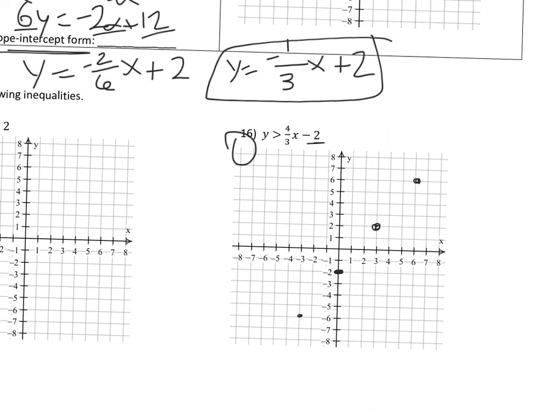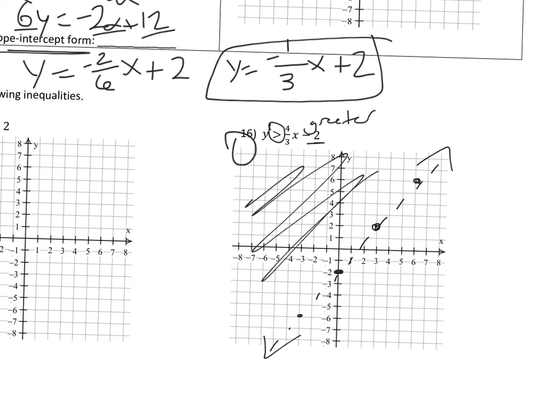Okay, now we have to decide, is it dashed or solid? Well, it's not or equal to, so it's going to be dashed. And last but not least, we shade above or below. Well, it says greater than. So when you see greater than, you got to think above. So we're shading above. And now you are all set, guys.